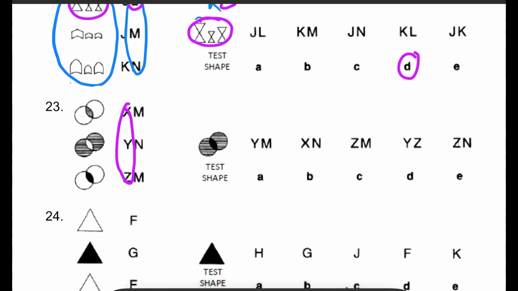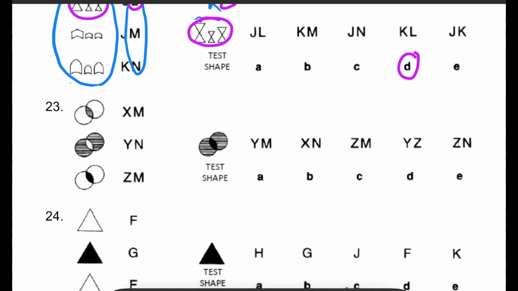What's also different is the shading pattern. I'm going to do this question again.